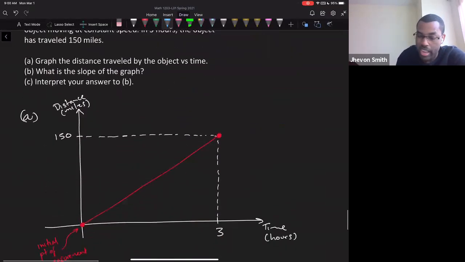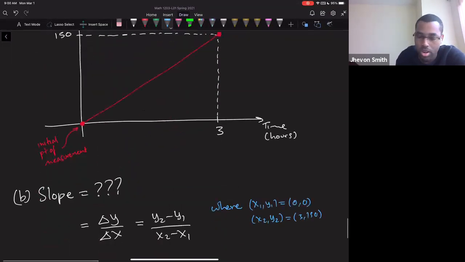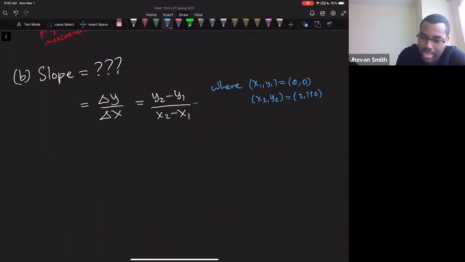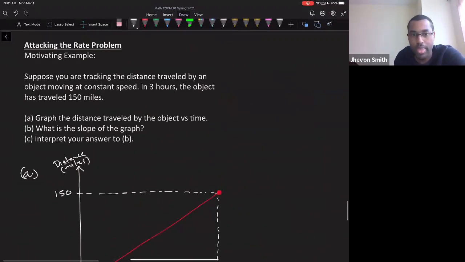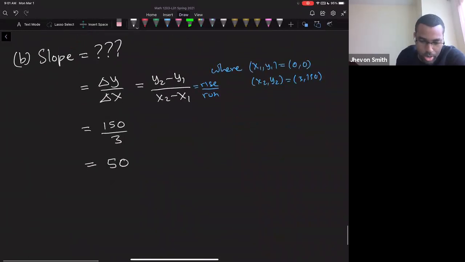You can also just look at the fact that the rise was 150 and the run was 3, rise over run, right? So this is the same as rise over run. But in either case, you're going to realize that the rise was 150 and the run was 3. So this gave you a slope of 50. Awesome. So 50 is the answer to part B. Okay, not so bad. Where is he going with this? All right, so let's go to part C.